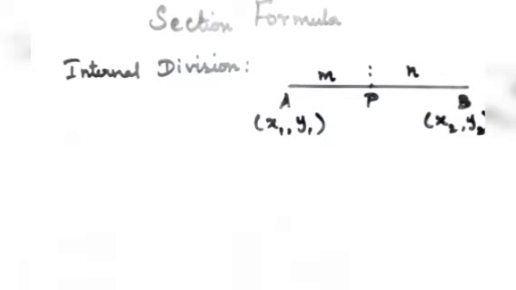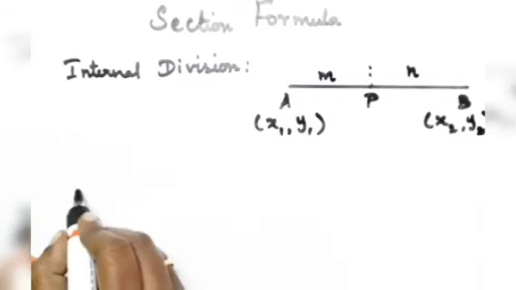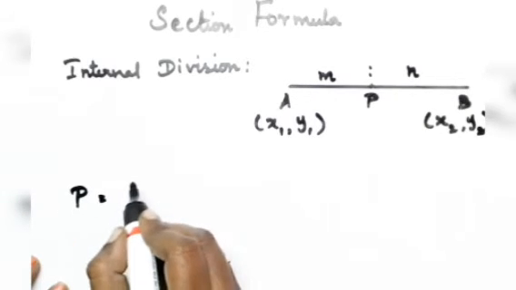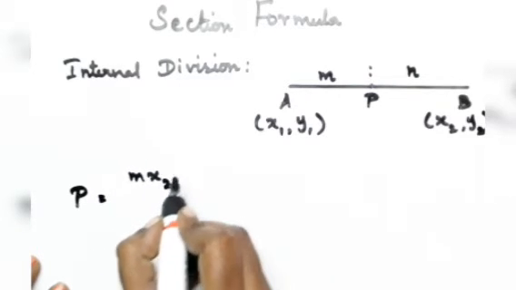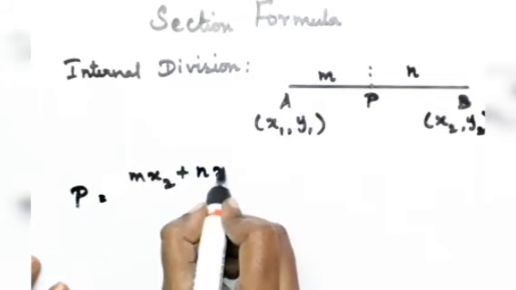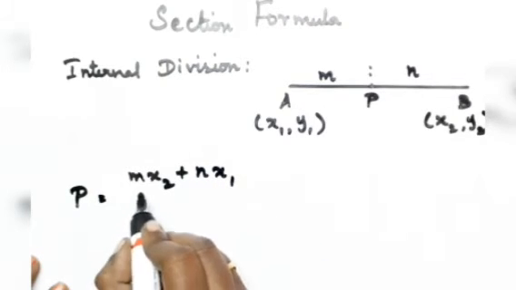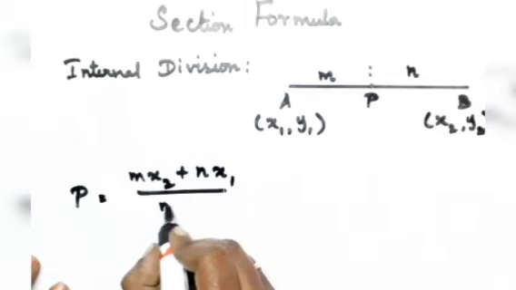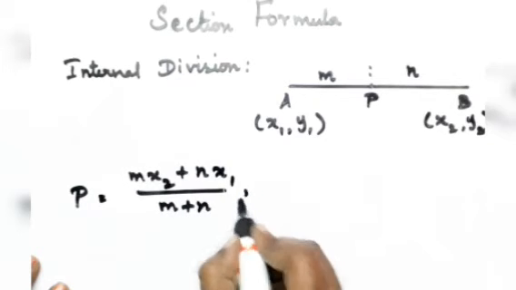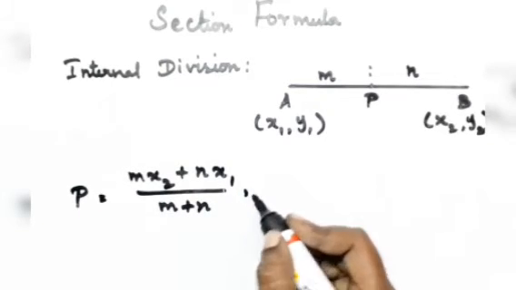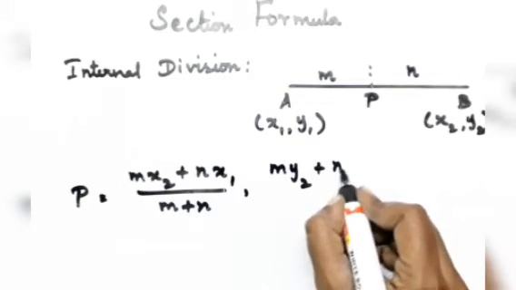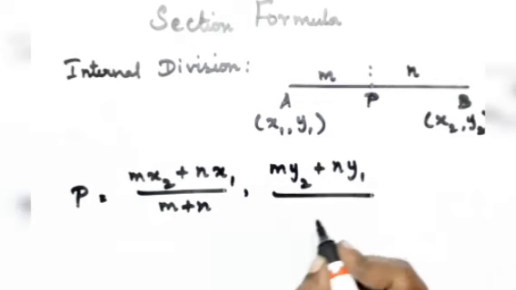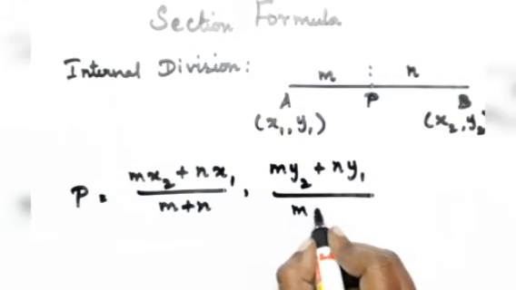Now, the coordinates of P are given by (m x2 plus n x1) by (m plus n), comma, (m y2 plus n y1) by (m plus n).